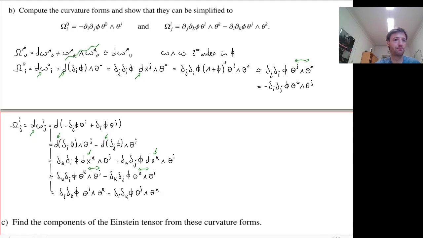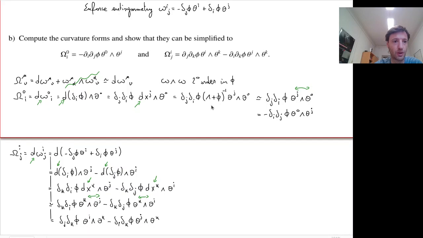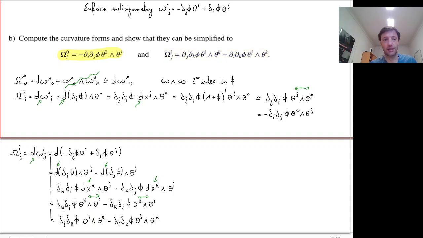Exercise 2.3. We now move on, since we already have the spin connection coefficients. Therefore, we can compute the curvature form, omega, which is given by Cartan's second equation, and we need to prove that at first order it reads like that.